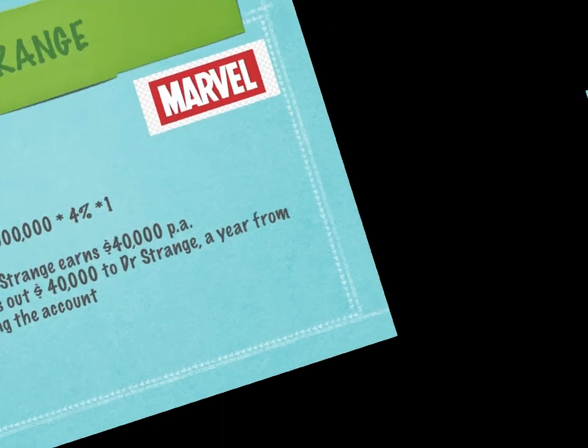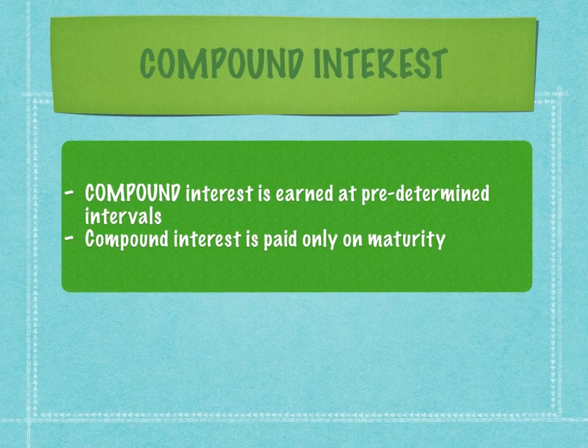We'll now take an example of compound interest, which is the basic thumb rule for investing, especially for long-term investors. The joys of compounding are limitless, unlimited. Compound interest is interest that is earned at predetermined intervals, but it is paid only on maturity. So if it is earned, what happens to it? It gets reinvested. Okay, and reinvestment is the most basic rule of wealth maximization.